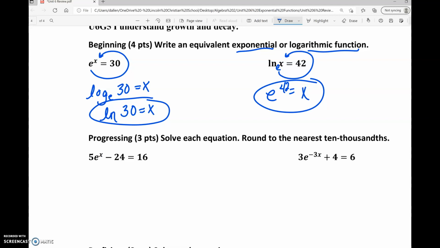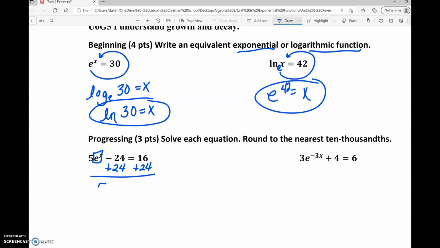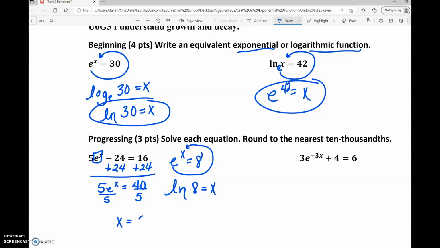Right, so to solve these, we're going to get the e by itself. So I'm going to add 24 first. So I have 5 e to the x equals 40, and I'm going to divide by 5. So e to the x equals 8. And then once I have that, I'm going to put it in natural log form. So natural log, start at my base of 8 equals x. And then I'm going to plug in my calculator, natural log 8, and that should give you 2.0794, and again going out to the 10,000ths.